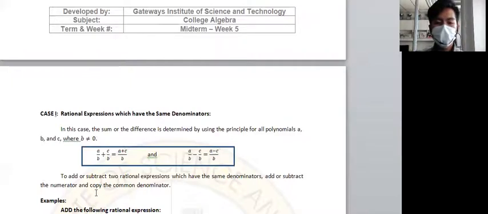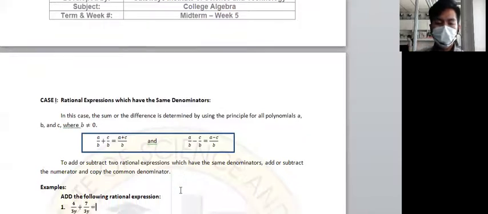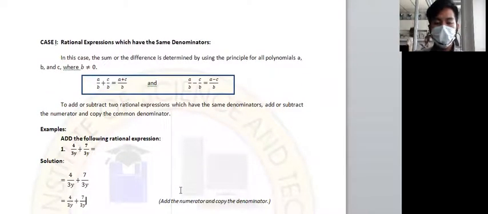Okay po? To add or subtract two rational expressions which have the same or common denominators, we need to add or subtract the numerator and copy the common denominator. So these are the examples in addition of rational expression. For example, we have 4 over 3y plus 7 over 3y. So parehas na po tayo ng denominator po natin dito kasi gagamitin po natin yung case number 1 po natin. Okay po?